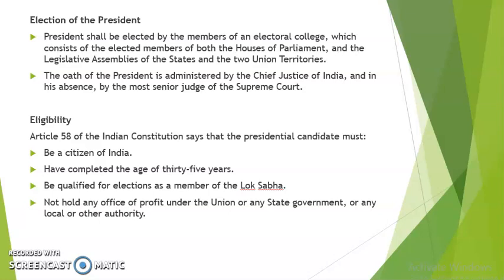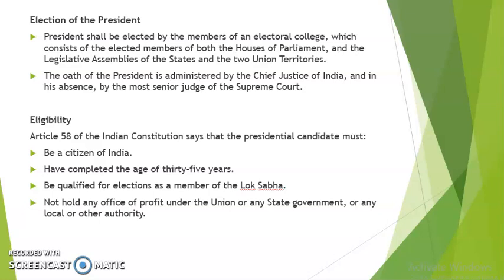So how does a president get elected? There is a series of steps and procedures in it. The president is elected by the members of the electoral college, which consists of members of both houses, upper house and lower house, and the legislative assemblies of the states and two union territories, which are Delhi and Pondicherry. The oath of the president is administered by the Chief Justice of India. In his absence, the most senior judge of the Supreme Court replaces him.